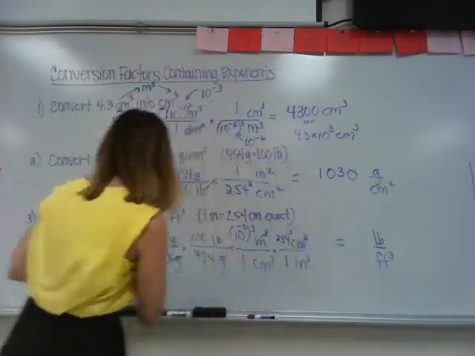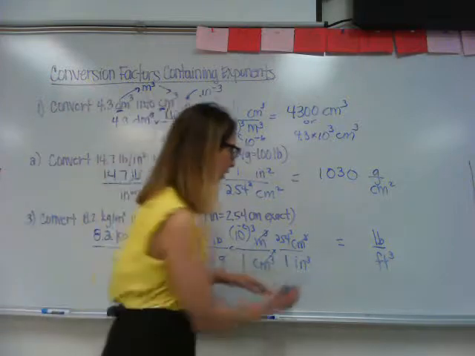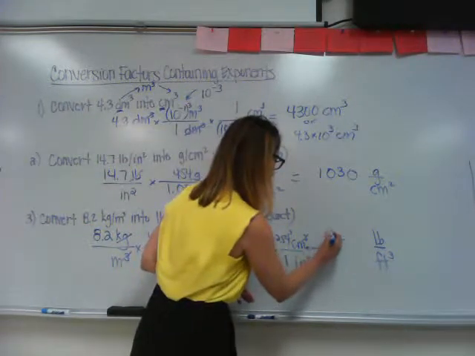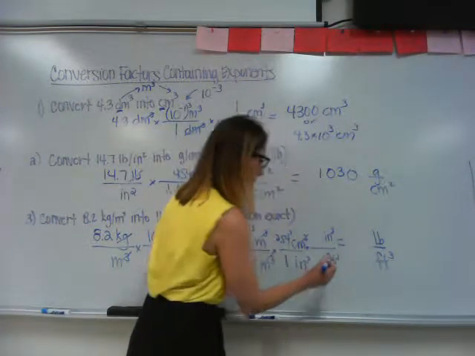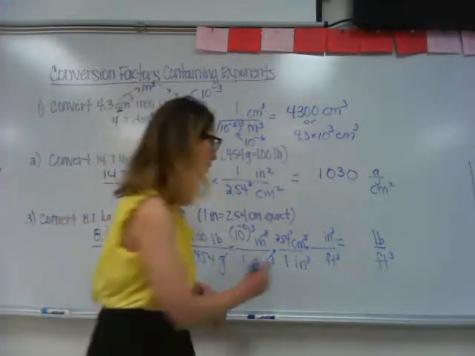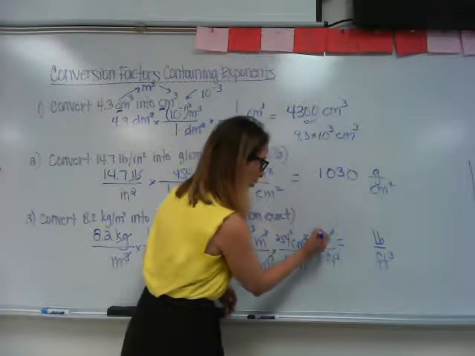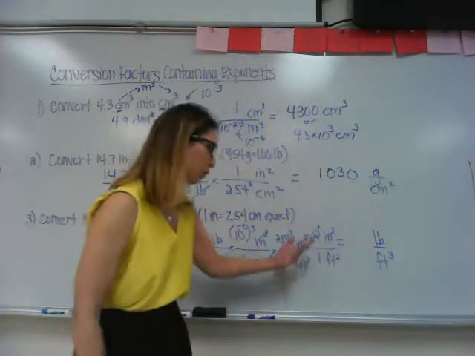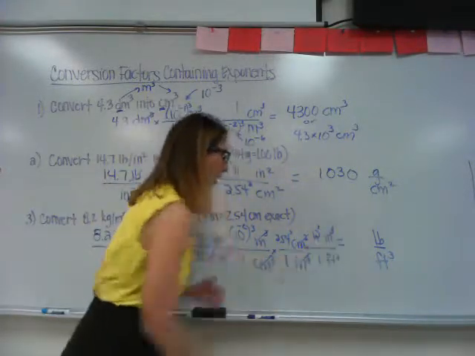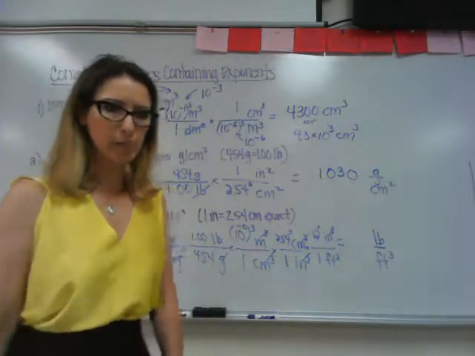Next, I'm going to convert inches cubed to feet cubed. Now, you know that there are 12 inches in a foot. So if we put that here, and these are cubed units, cube the 12, and then 1 cubed is just 1. I finally have the unit that I want in the denominator.